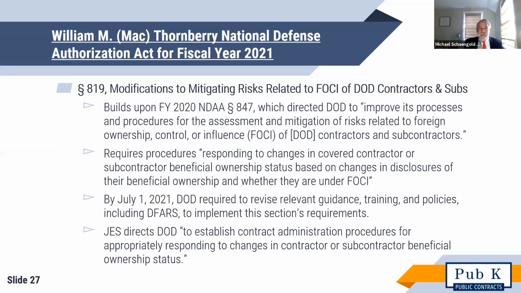Section 819 builds upon FY 2020 NDAA Section 847, which directed DoD to improve its processes and procedures for the assessment and mitigation of risks related to foreign ownership, control, or influence, that is FOCI, of DoD contractors and subcontractors. With respect to this section, the joint explanatory statement directs DoD to establish contract administration procedures for appropriately responding to changes in contractor or subcontractor beneficial status.